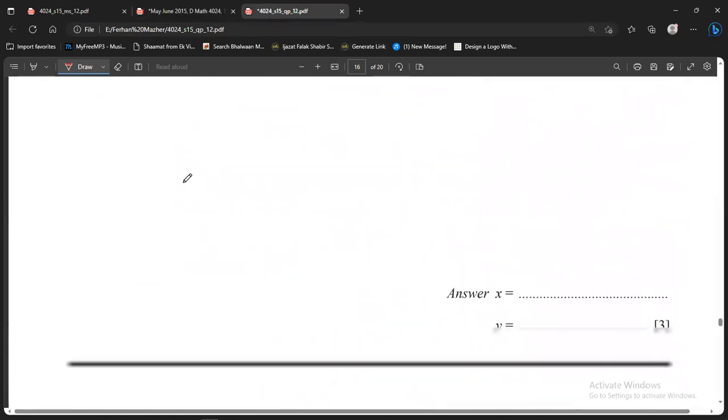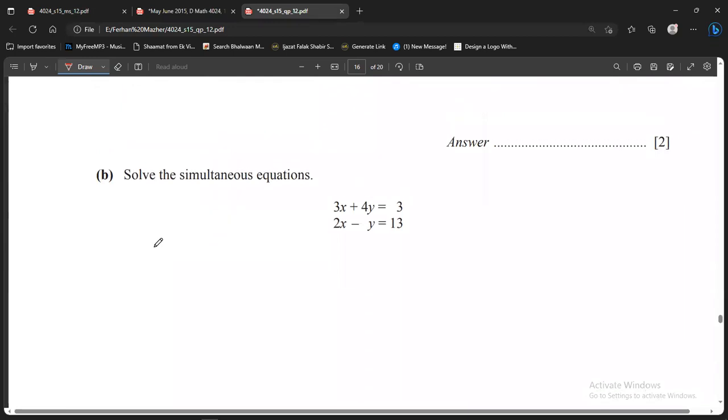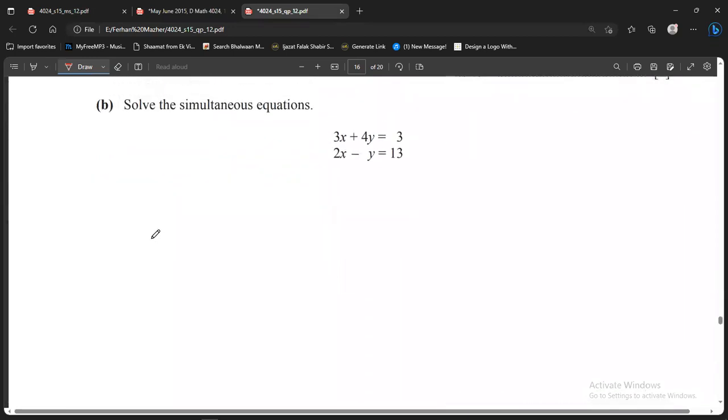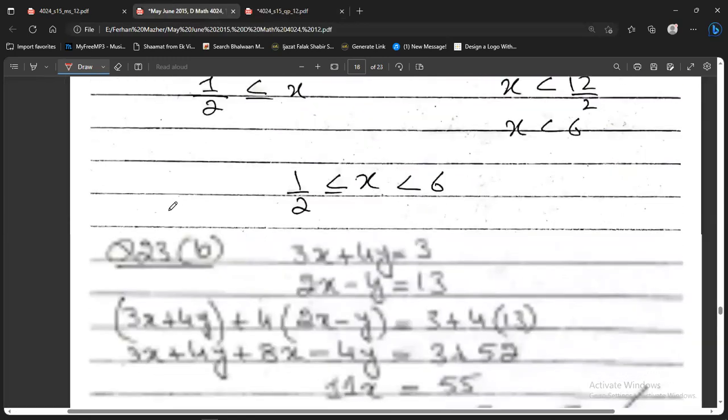Question number 23, it's a 3 marks question. It's B part. Here we have a simultaneous equation. So simple, 3x plus 4y equals 3, 2x minus y equals 13. So multiply the second equation by 4 and add it to the first equation.